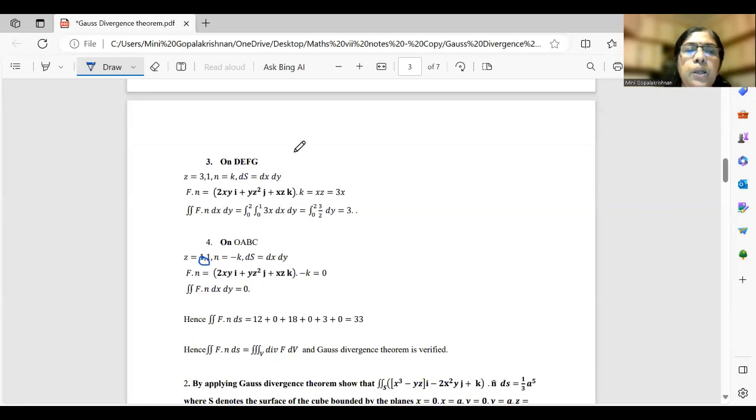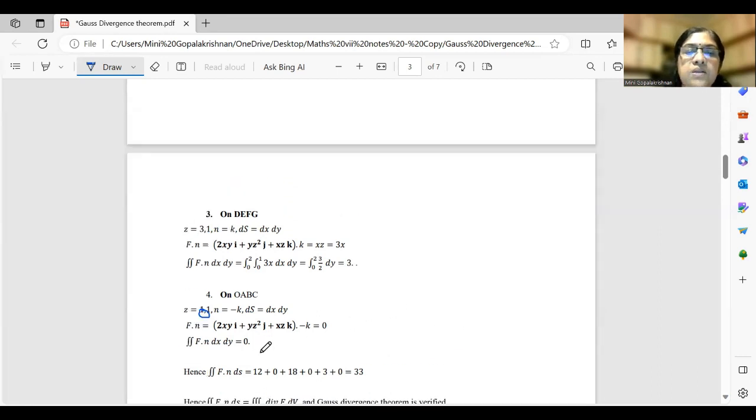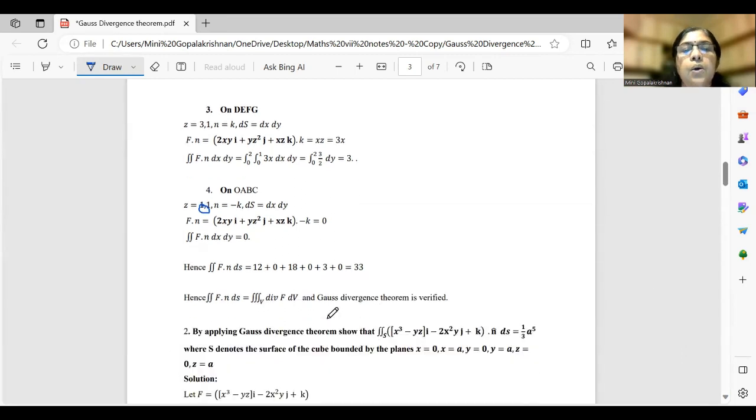So now we calculate all the 6 faces surface area and we get 33. So now the left hand side we got 33, right hand side we got 33, and the Gauss divergence theorem is verified.